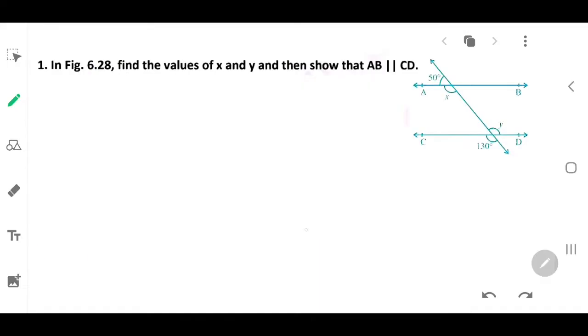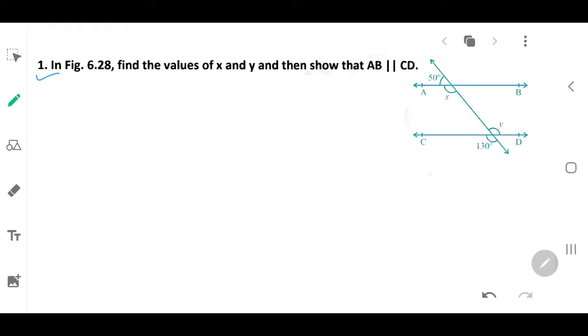We will continue chapter number 6, lines and angles. In this chapter, we will solve exercise 6.2. Here I have solved 3 of the sums: question number 1, 2 and number 4. Students, we are in exercise 6.2. First we will see question number 1.